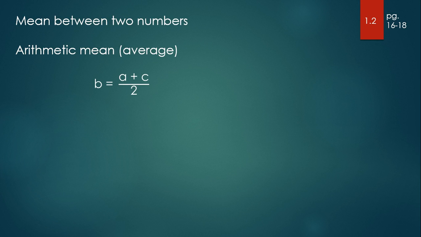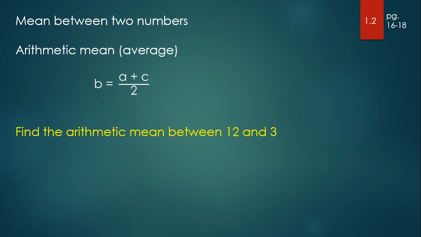So suppose we wanted to find the arithmetic mean between 12 and 3. All we would need to do is add 12 and 3 together, divide by 2, and we would have the arithmetic mean of 12 and 3.